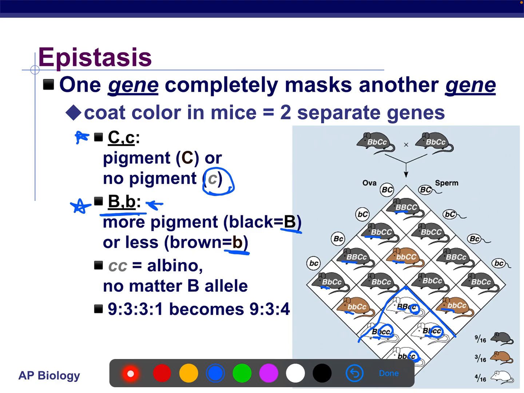A way that you might know that this was occurring is if your phenotypic ratio is a little off. Here, if we crossed two heterozygous mice together, we would expect a 9 to 3 to 3 to 1 ratio. However, in this case, we see a 9 to 3 to 4. And so that's just one example of epistasis.